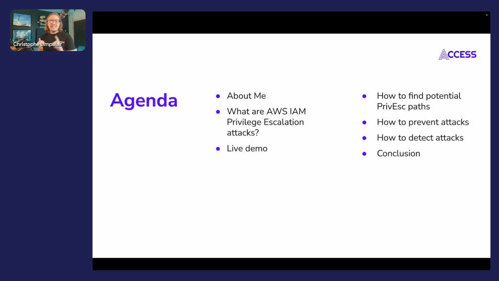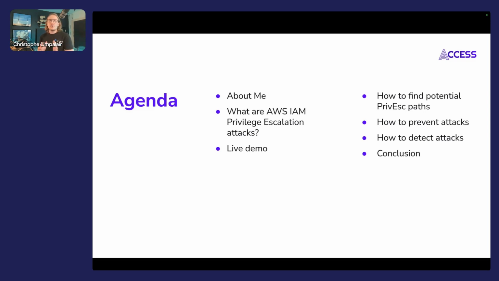So first, of course, introductions. Who am I? Why am I talking about this? And why should you listen? And then after that, we'll dive straight into the meat of the conversation, which is what are AWS IAM privilege escalation attacks? And we'll even do a live demonstration where I've got a lab environment spun up that's going to demonstrate an attack that we've been seeing being used in the wild.